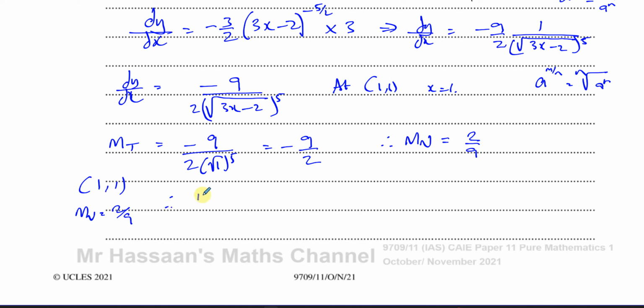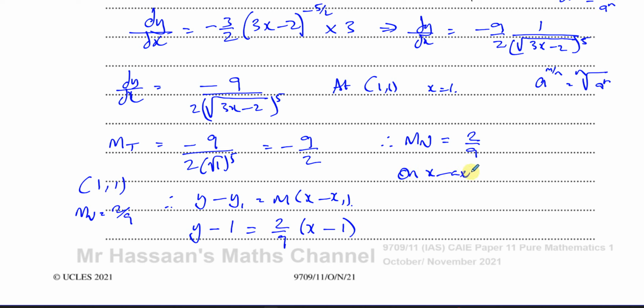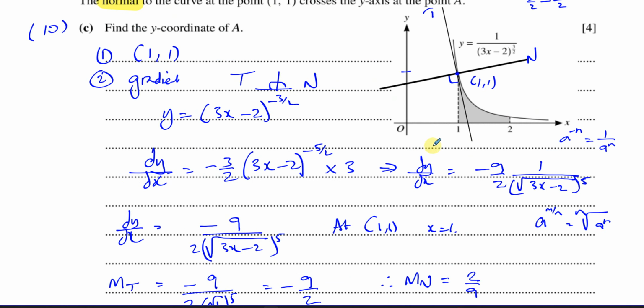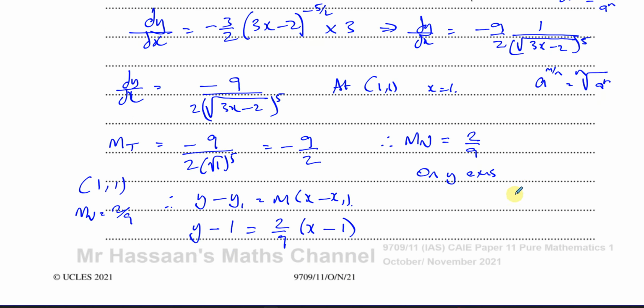So therefore we can say y - y1 = m(x - x1). So we have y - 1 = m, which is 2/9, times (x - 1). Now we're trying to find where it hits the y-axis. So on the y-axis, x is equal to 0. We know that's true: on the y-axis, x is 0, and on the x-axis, y is 0.